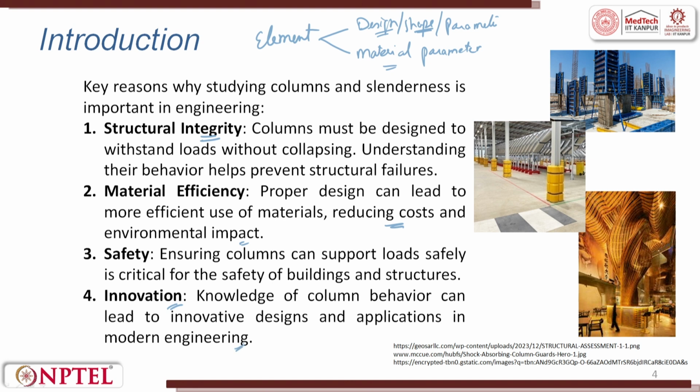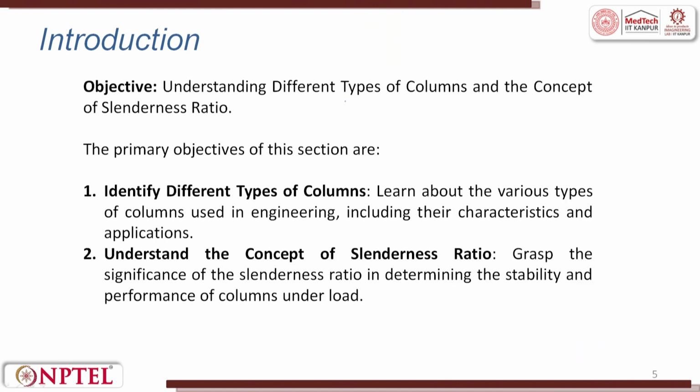So, you can have simple material, but just by playing with the shape and making thin columns and assembling columns on each other, we can try to have a very strong structure. So, understanding different types of columns and the concept of slenderness ratio is important. So, the basic objective of this section is to identify different types of columns.